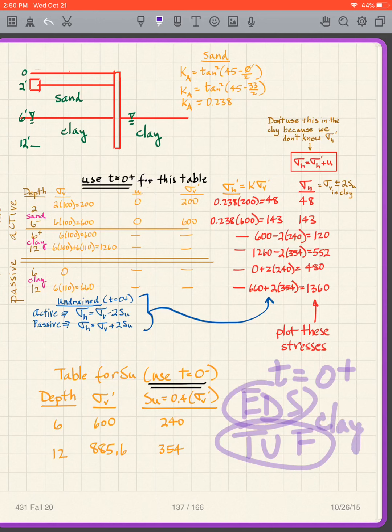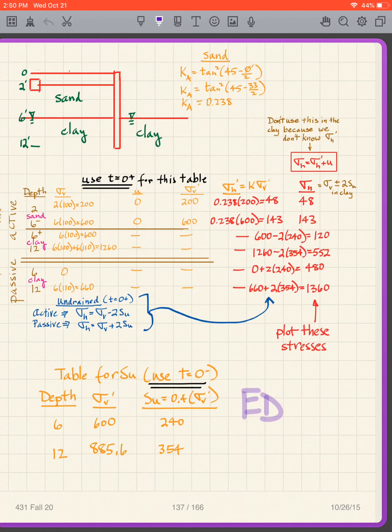But the sand is always effective drain slow because it dissipates excess pore pressures instantaneously, is what we envision. So in our sand, we're effective drain slow, but in the clay, we're total undrained fast. That's what happens at our t equals 0 plus situation. The clays are going to be total undrained fast, the sands are going to be effective drain slow. It's always going to be that way at t equals 0 plus.